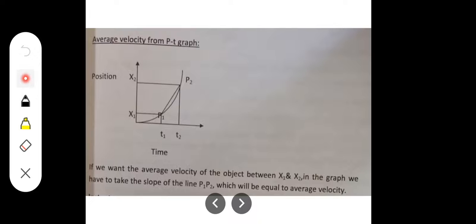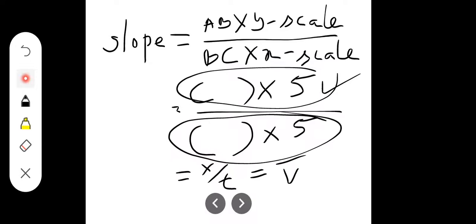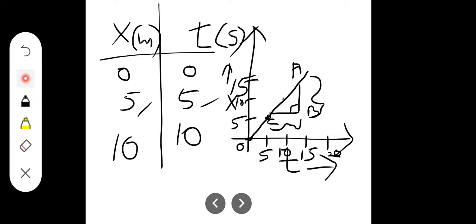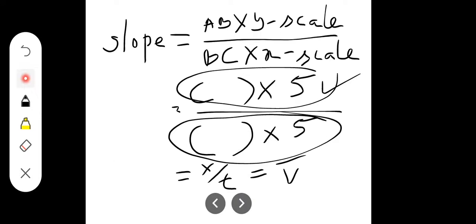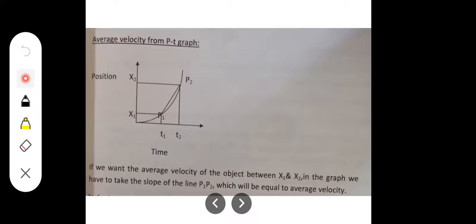That difference I will explain in the next video. For the time being, I think you understood the simplest case. And you just remember, slope of the position time graph gives average velocity. Average velocity. This much you remember, and I'll explain what is the difference in this case in the next coming video. Okay.